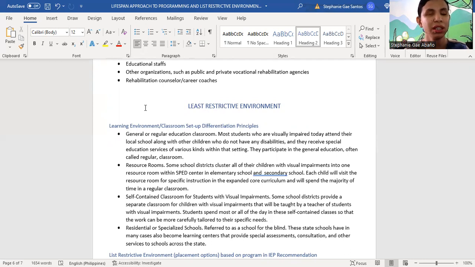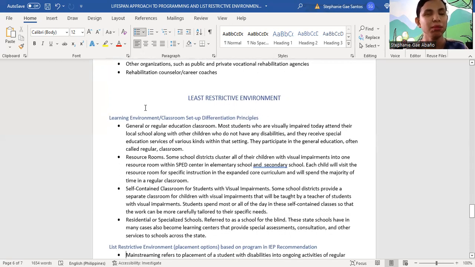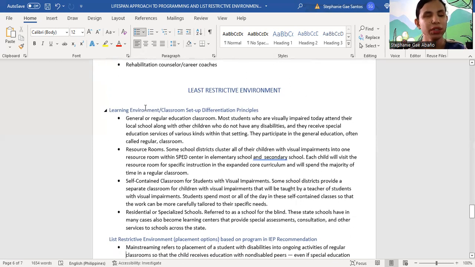Another one to consider is the least restrictive environment based on the program or IEP recommended, or based on, let's say, placement options. So we have mainstreaming, integration, and inclusion. When we say mainstreaming, it refers to placement of a student with disabilities into ongoing activities of regular classrooms so that the child receives education with non-disabled peers, even if staff must provide supplementary resource services.